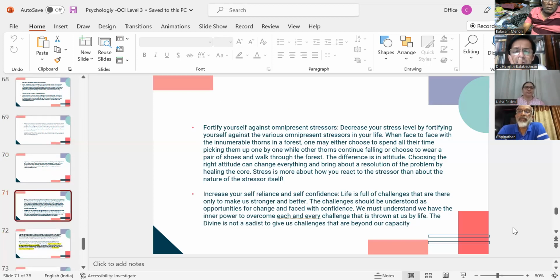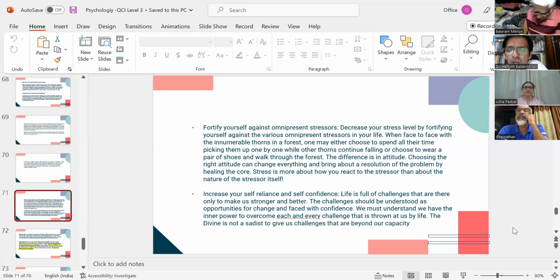Fortify means strengthen yourself against omnipresent stressors. Decrease your stress level by fortifying yourself against the various omnipresent stressors in your life. When face to face with the innumerable thorns in a forest, one may either choose to spend all their time removing them one by one, while the other thorns continue falling, or choose to wear a pair of shoes and walk through the forest.